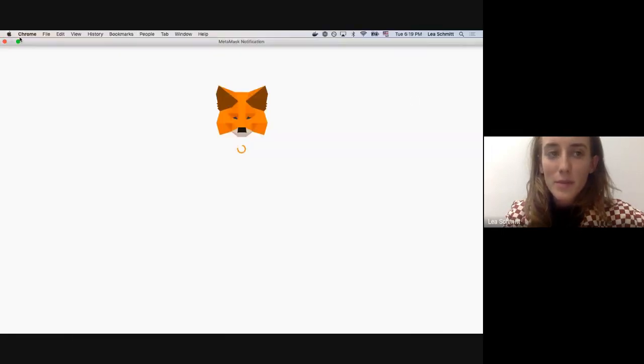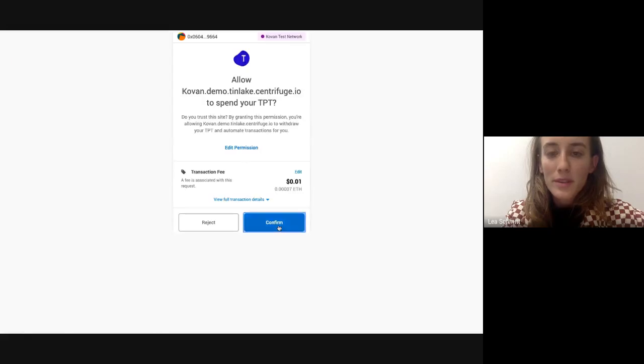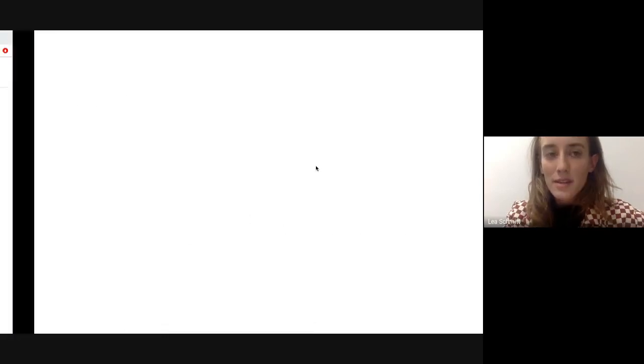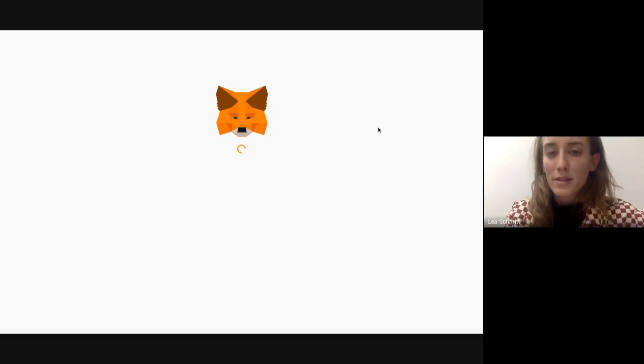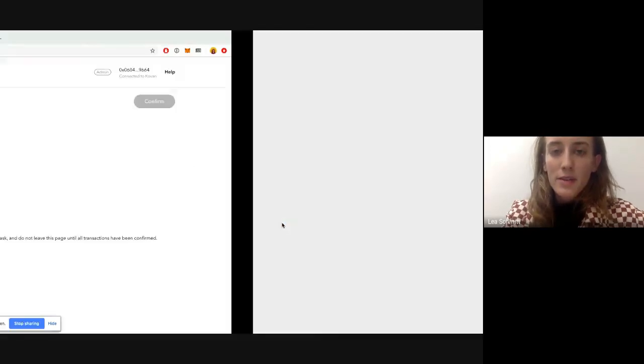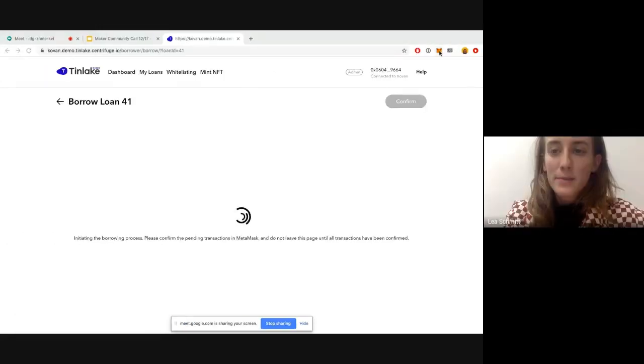a MetaMask pop-up just opened. I hope you can see. I have to now confirm that the ownership of this NFT is now transferred to the Tinlake escrow contract. So while I use that NFT as collateral, I do not have access to that NFT anymore. Mm-hmm. Because it's locked, right? Yes. Yeah.